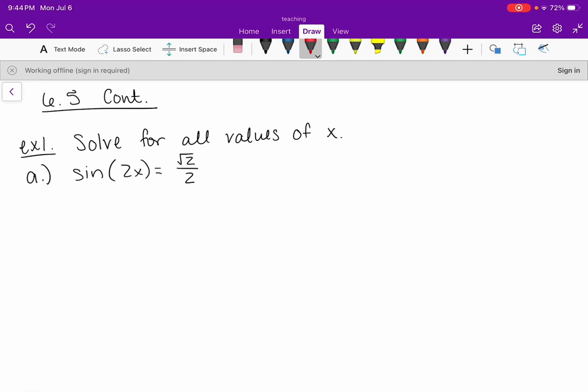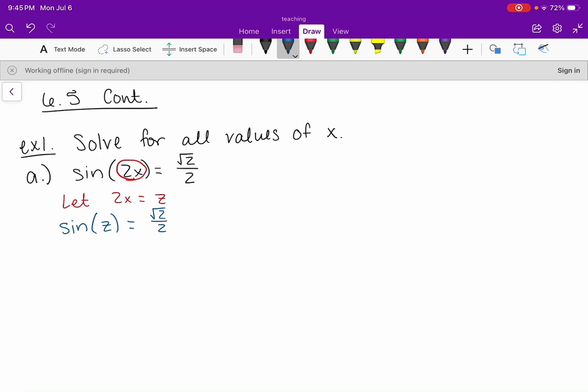The first thing that I like to do for these is I like to let the inside of the parentheses equal something else. So I'll say let 2x equal, let's just do z. So then I have sine z equals square root 2 over 2. Now you can treat it just like a problem from the beginning of 6.5. So it's just a basic equation.